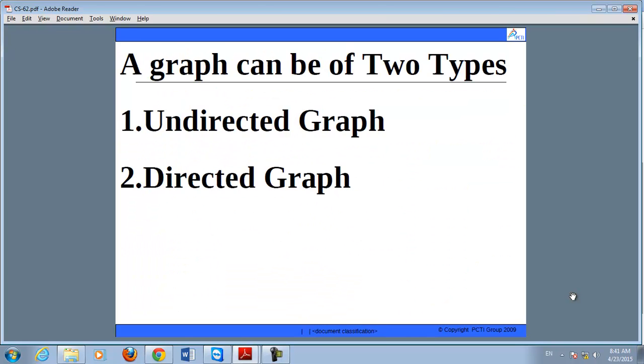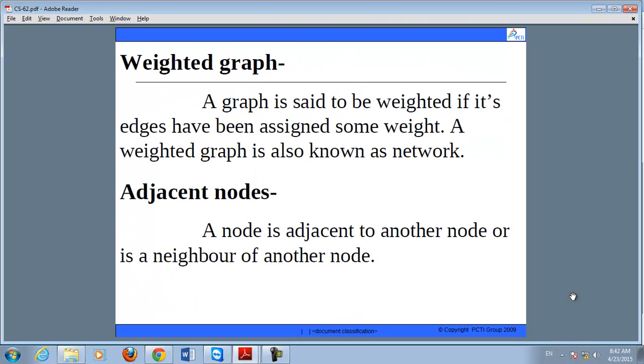And there can be another category also, that is the mixed graph. Mixed graph means one in which some edges or arcs have a direction and some edges don't have any direction specified. Next is the weighted graph. A graph can be said to be weighted if its edges have been assigned some weight. A weighted graph can also be known as a network.